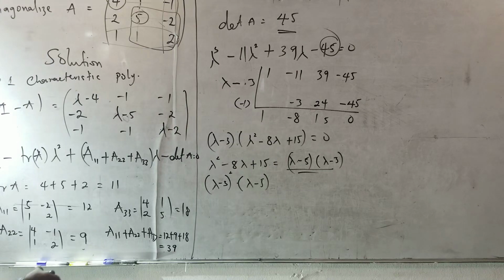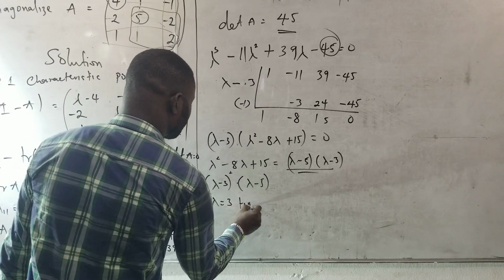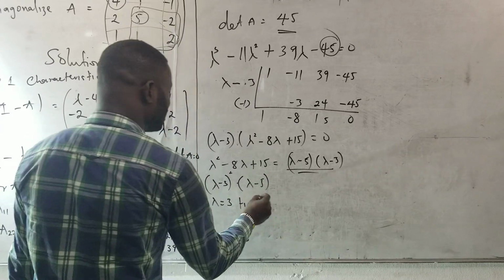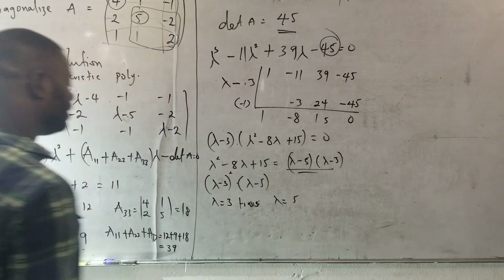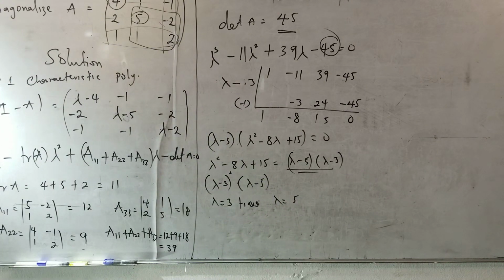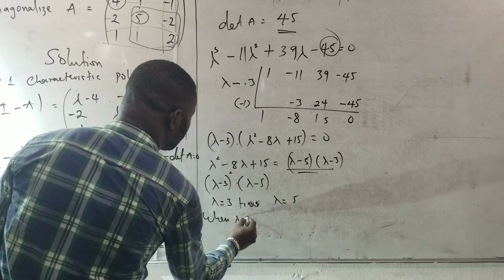Now, the next thing I want to do is that it means my lambda is equal to 3 twice, and my lambda is equal to what? 5. That is the implication. The next thing I want to do is when my lambda is equal to 3.